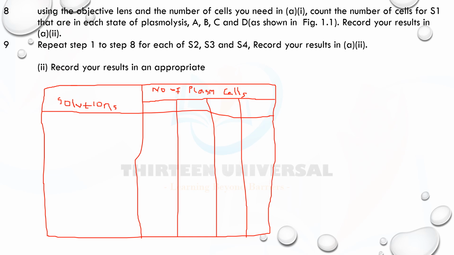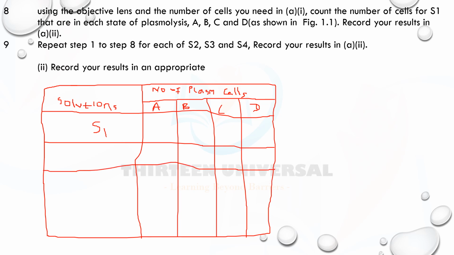So this is the one in stage A. How many cells are in stage A? How many cells are in stage B? Okay, how many cells are in stage C? And how many in stage D? Very important. And then of course we come to solutions. We have about 4 solutions to talk about. We have solution 1, S1. So we have solution 2, S2. We put the number of cells present in each of them. If not present, put 0. Now solution 3.